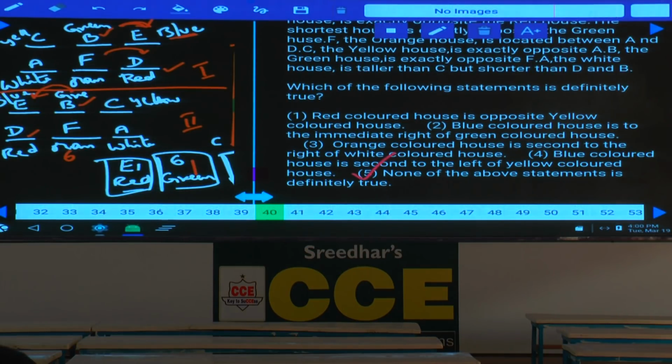None of the given statements, that is choice 5. Now question number 40, choice 5 is the answer, because the question is about definitely true. Definitely true means it must be 100% true. It cannot be false even in a single case. Done?